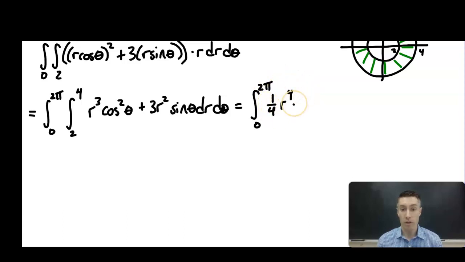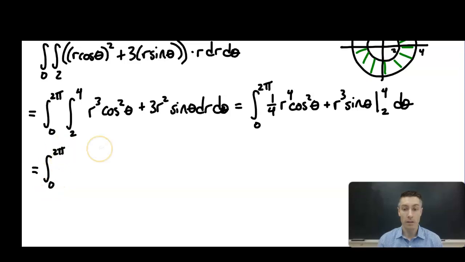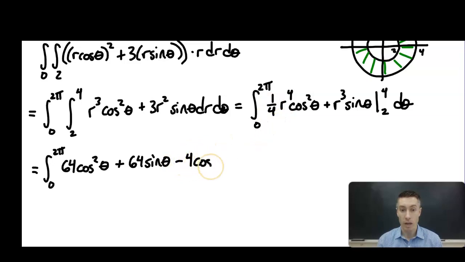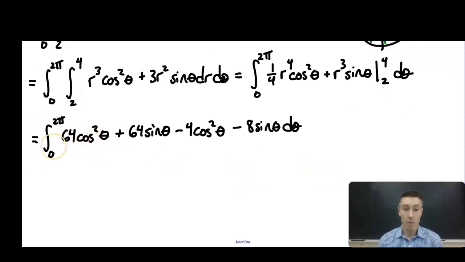So integrate with respect to r, we get the integral from 0 to 2 pi of 1/4 r to the fourth cosine squared theta plus r cubed sine theta, evaluated from 2 to 4 d theta. So we have the integral from 0 to 2 pi of 4 to the fourth over 4, so that's really just 4 cubed, so that will be 64 cos squared theta plus 4 cubed, which is 64 sine theta, minus 2 to the fourth, 16 over 4, so minus 4 cosine squared theta, minus 2 cubed, 8 sine theta d theta. So we can combine our like terms here.